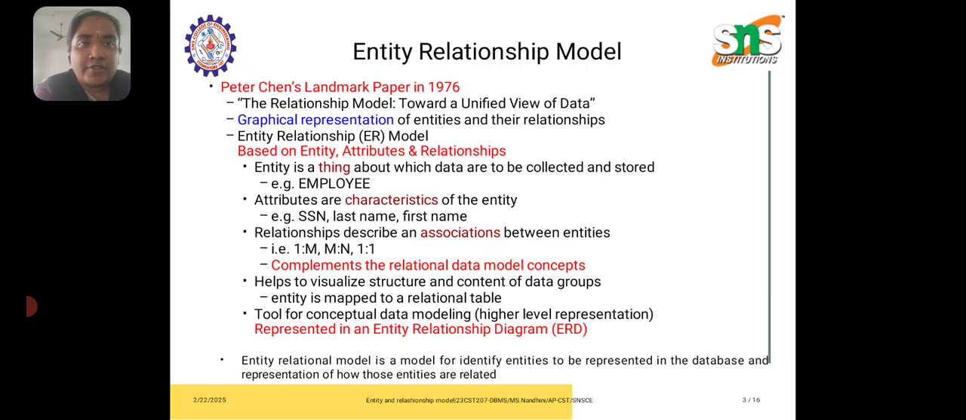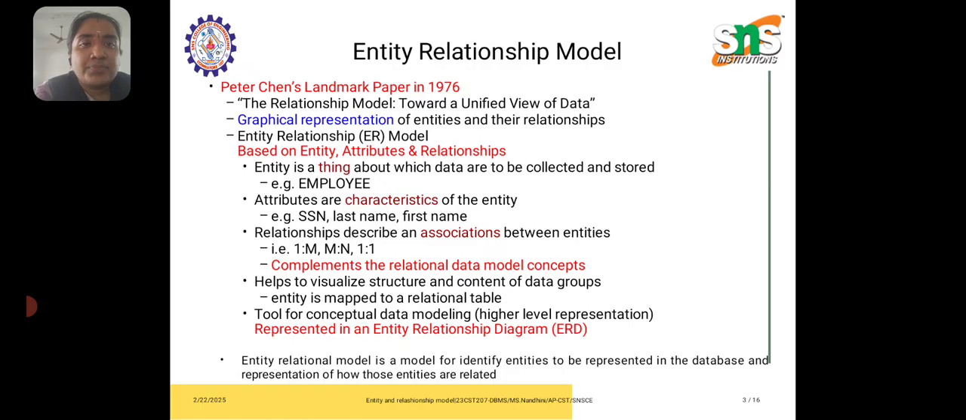Attributes are characteristics of an entity. Example, SSN, last name, first name, etc. Relationship describes an association between entities: 1 is to m, m is to n and 1 is to 1. It complements the relational data model concept and helps to visualize the structure and content of data groups. Entity is mapped to a relational table. It is a tool for conceptual data modeling, a high level representation represented in an entity relationship diagram.